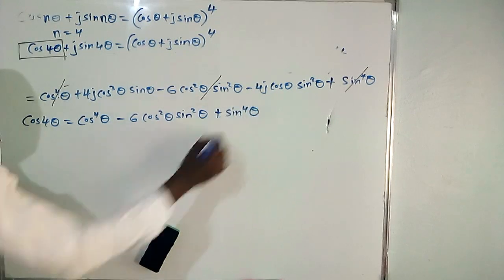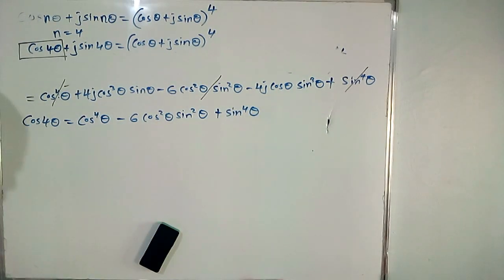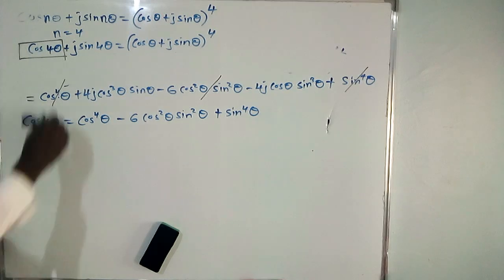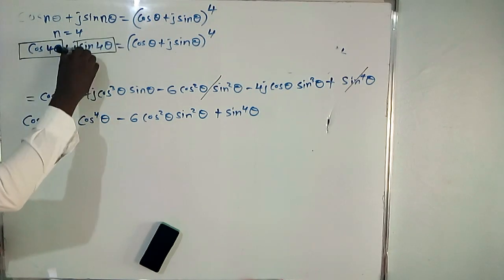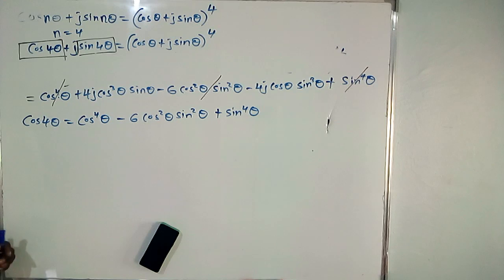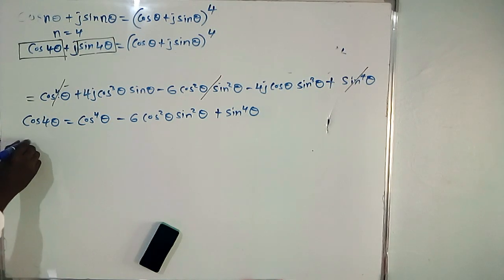So real term is equal to real term, meaning you've expressed cos 4 theta in terms of powers of cosines and sines of theta. Are you seeing that? We are done with cos 4 theta. Then you move to the next one, j sin 4 theta. So j sin 4 theta is the imaginary part, so j sin 4 theta is equal to terms with j.